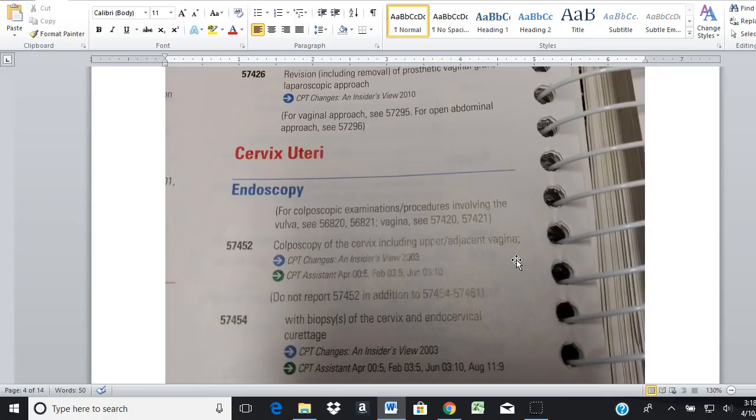Remember, we normally scope into a natural orifice, which in this case is the vagina, or into an incision in a body cavity. So again, we have to be careful. Are we doing a colposcopy of the vagina or a colposcopy of the cervix? And again, the colposcopy of the cervix includes upper and the adjacent vagina, meaning the upper part of the vagina and the adjacent part, the part of the vagina that's right next to the top of the cervix.